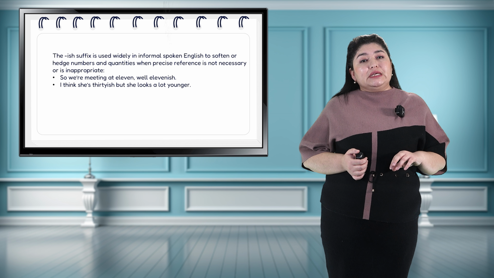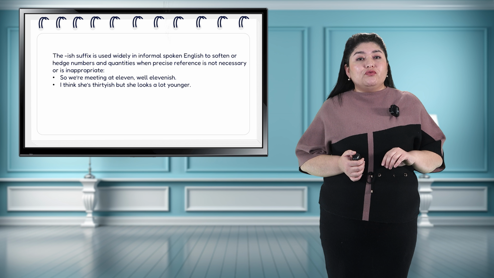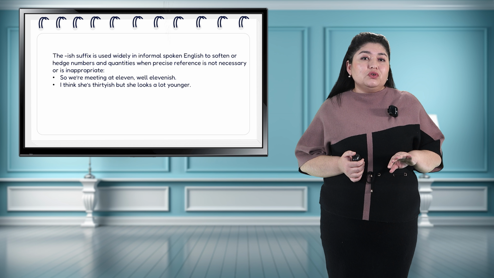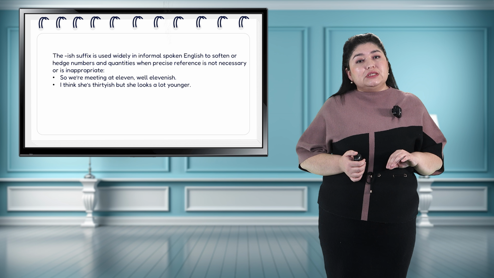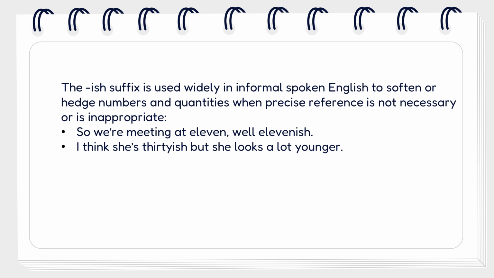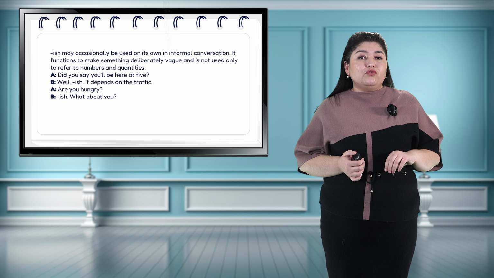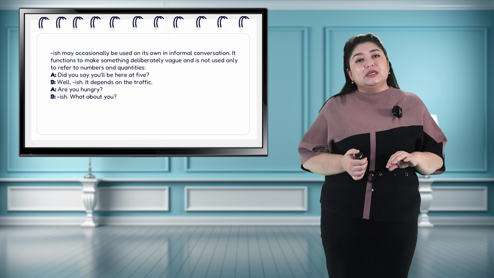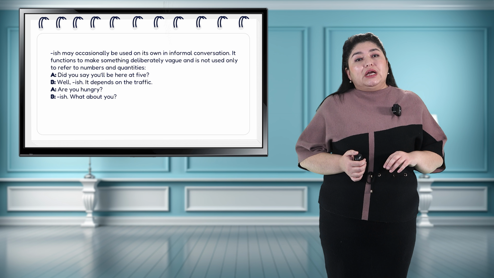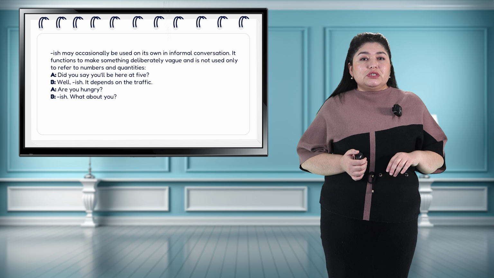For example, the ish suffix is used widely in informal spoken English to soften or hedge numbers and quantities when precise reference is not necessary or is inappropriate. So, we are meeting at 11. Well, 11-ish. I think she is 30-ish, but she looks a lot younger. Or ish may occasionally be used on its own in informal conversation. It functions to make something deliberately vague and is not used only to refer to numbers or quantities.